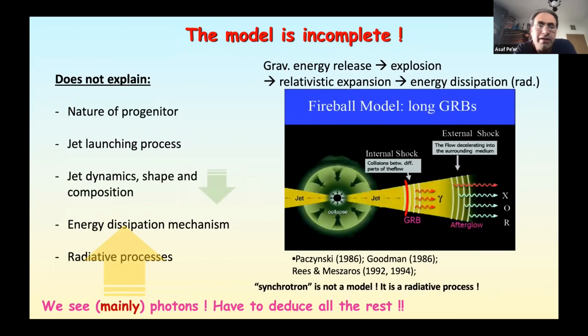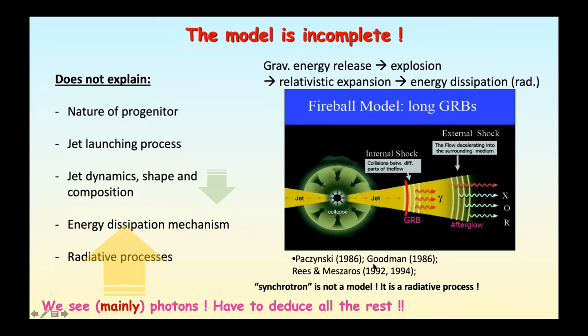The clear takeaway message is that this model, as a model, is incomplete because this basic picture is good in explaining some key parts of what we're observing, but it does not explain the many key questions that we're interested in addressing, such as the nature of the progenitor, the jet launching process, the dynamics, shape, and composition of the jet, the dissipation mechanism, and the radiation processes. Of course, the essence is that we're mainly seeing photons, so this is why we have this green arrow here. And so we have to deduce all the rest. So a lot of the models are either focused on the radiation or focused on the jet dynamics, from which they try to associate the radiation.